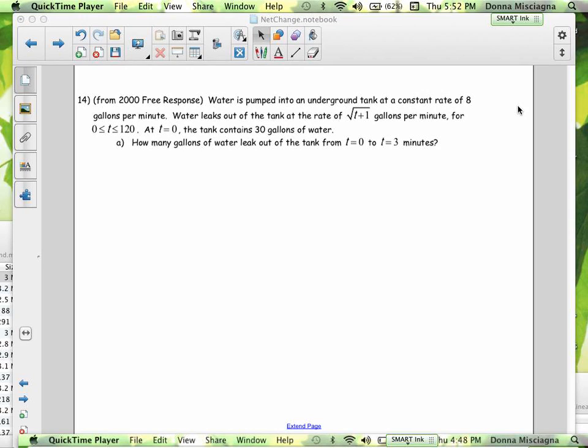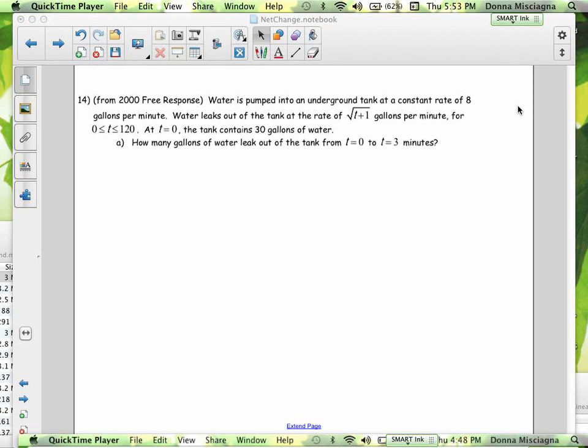So this is from the actual AP test, from year 2000. Water is pumped into an underground tank at a constant rate of 8 gallons per minute. Water leaks out of the tank at a rate of square root of t plus 1 gallons per minute for t greater than 0 but less than or equal to 120. At t equals 0, the tank contains 30 gallons of water.